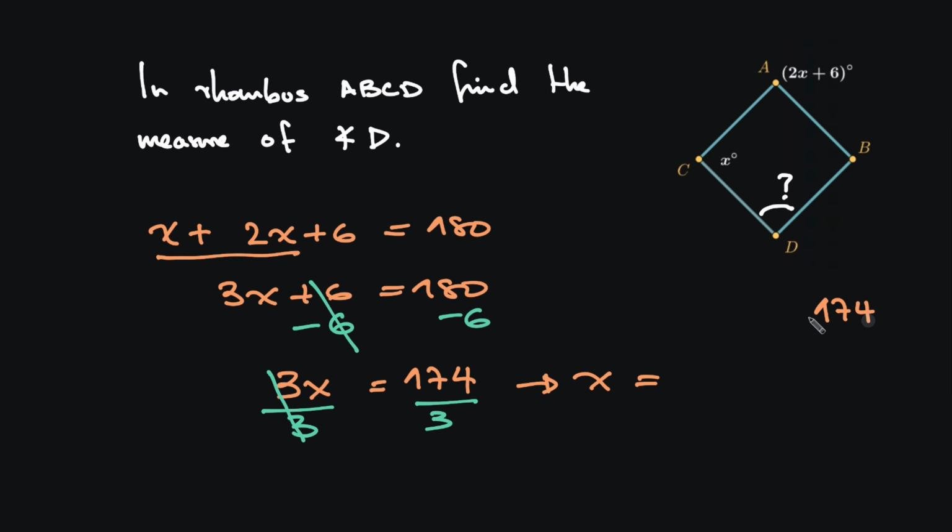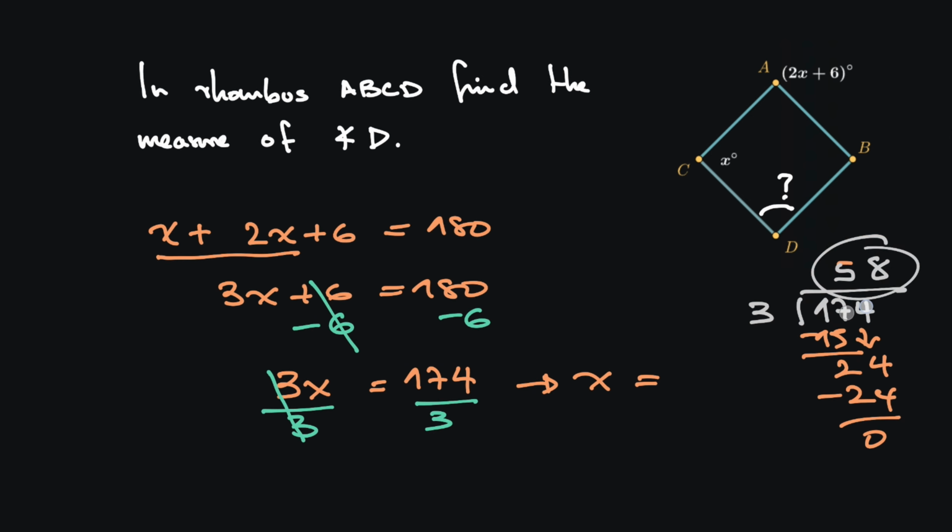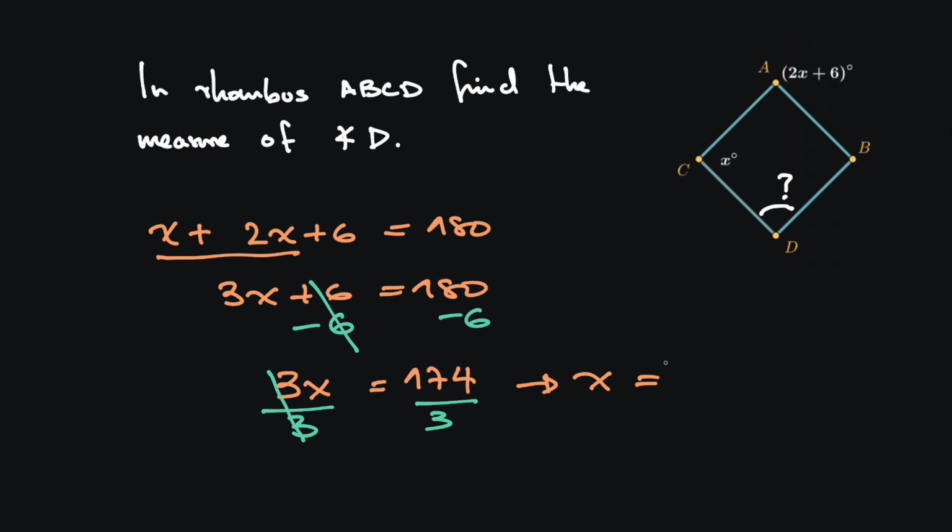So 174 divided by 3, it goes 5 times. So 15, 17 minus 15 is 2. We bring the 4 down, and it goes 8 times. 8 times 3 is 24. So this is 0, and we know that the answer is 58, right? So x is going to be equal to 58, all right? That's the value for x, not the value for the angle. Remember that we're looking for D.